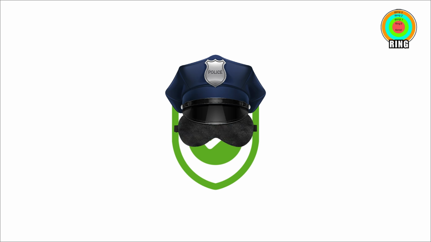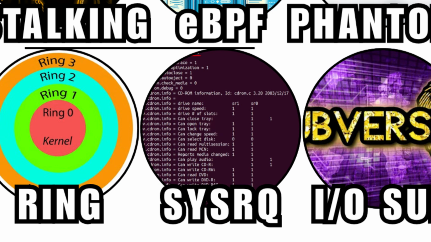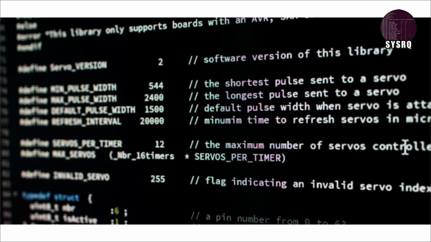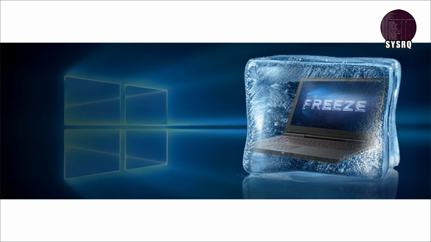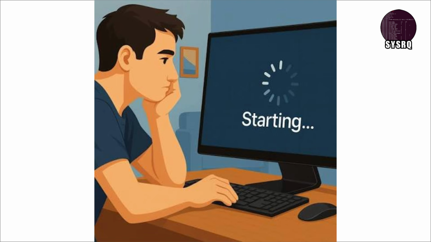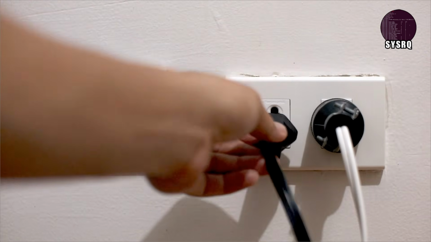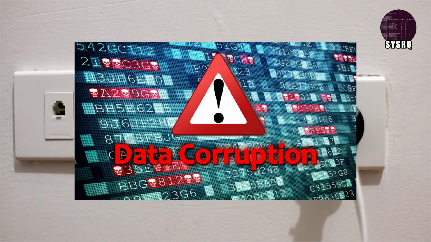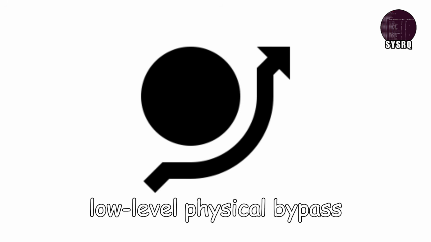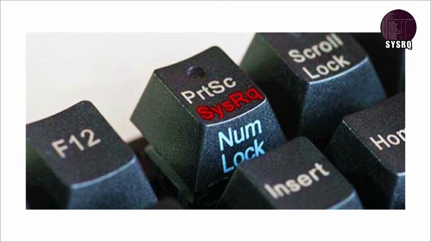to the modification. The hardware emergency eject: Magic SysRq. When experimenting with deep kernel manipulation, the system will inevitably freeze, lock up, or enter a state of complete unresponsiveness. When the mouse stops moving and the terminal refuses to accept input, standard users pull the power plug, risking data corruption. However, the kernel includes a hardwired, low-level physical bypass known as the magic SysRq key.